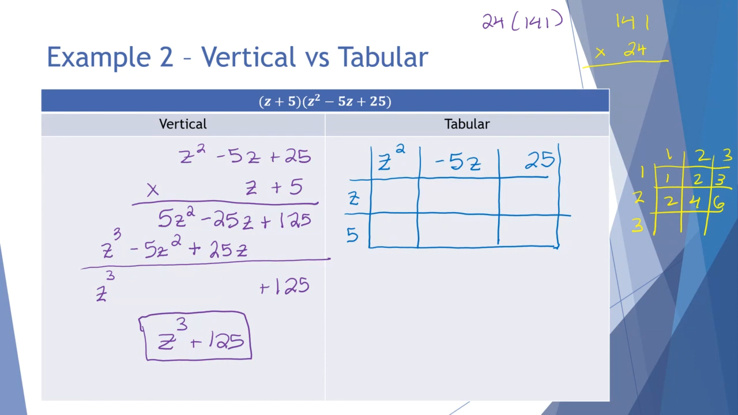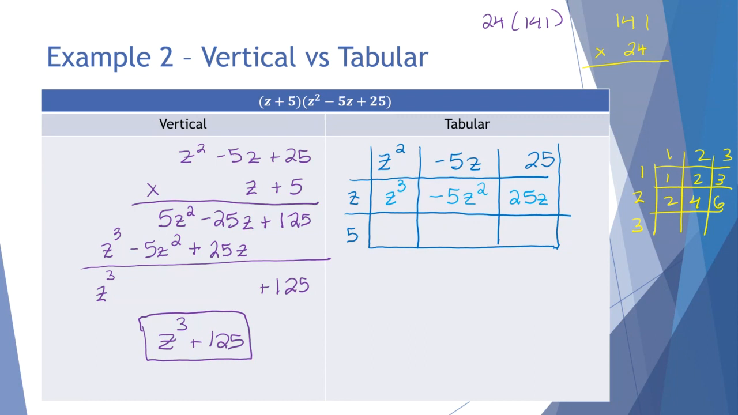Starting with the first row and then the first column, z times z squared, so that is z cubed. Then z times negative 5z is minus 5z squared. And then z times 25 is 25z.